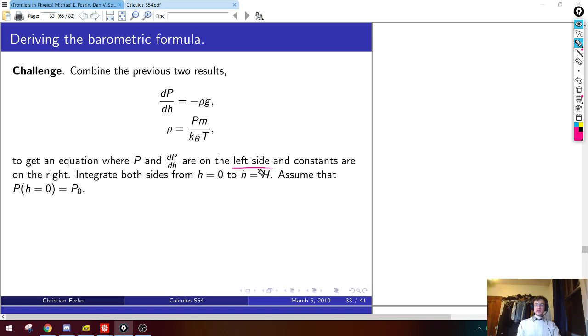And as usual, when you integrate, you have to know what the thing is doing at the bottom endpoint, so you're allowed to assume that the pressure at height 0 is this number P0. So that will show up somewhere. But anyway, I'll let you do it. So what should I write to solve this?